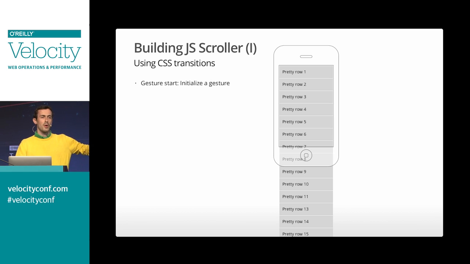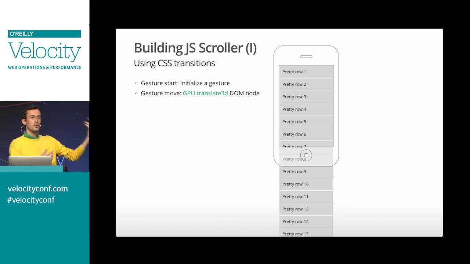We get a gesture start, whether it's a mouse event, a touch start, or a pointer event. We just get some state inside the scroller, and then we start moving our finger, and basically we translate3d the scroller, the content, right? And we know that we want to do translate3d because that promotes the layer to a GPU, and GPU is really good at moving pixels on the screen. We all know that, right?